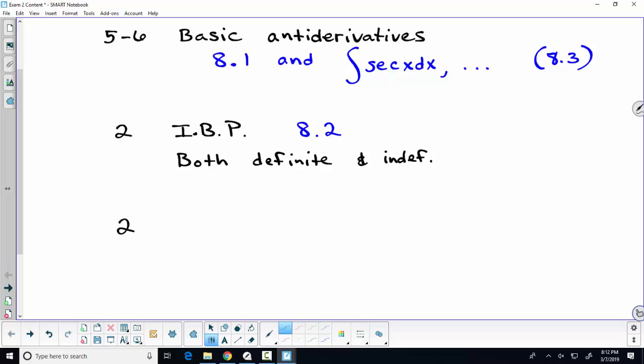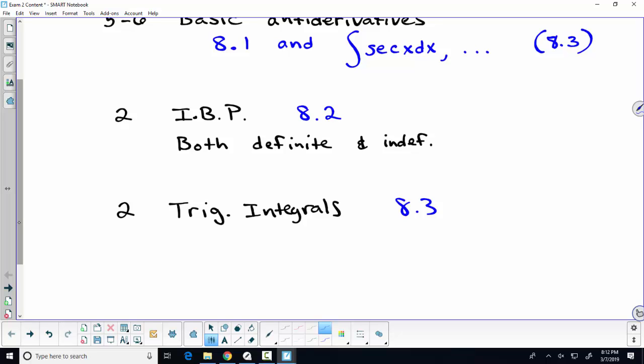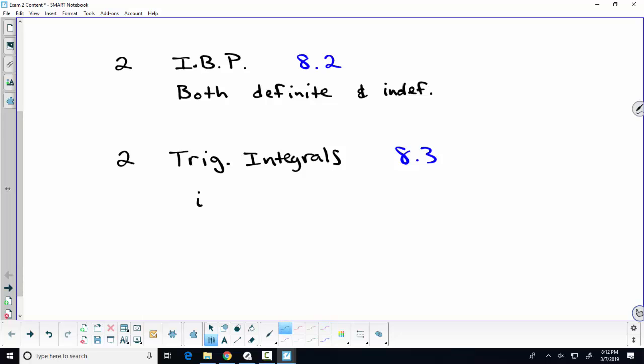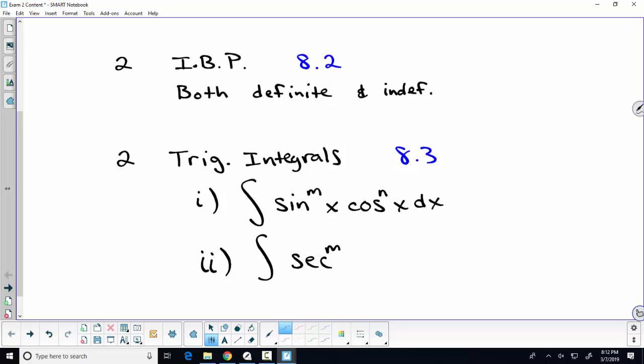There will be 2 trig integrals from 8.3. Outside of the ones that are like the integral of secant or cotangent, particularly what I'm thinking of here is the powers of sine and cosine, and the powers of secant and tangent. Does that include the power reduction rules? No, you don't need to know the power reduction. In fact, on the exam I'll try to remember to put in the instructions: do not use power reduction formulas. If you memorize those, kudos, but you will not get points if you use them.